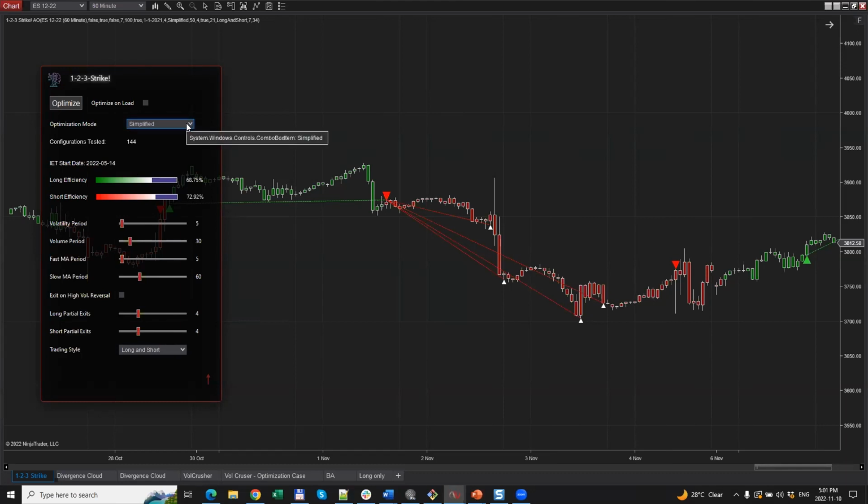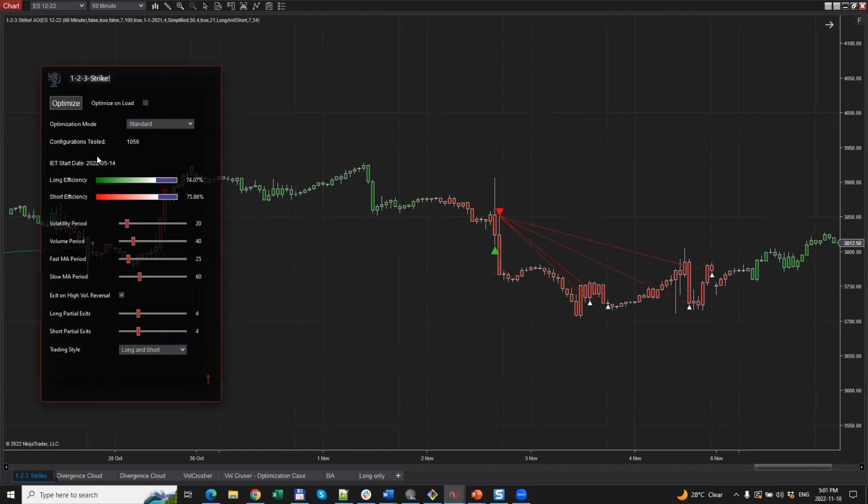So let me perhaps choose standard. We had 144 tests. Now with standard, I click on it. It will now take a little bit longer because the indicator again will internally calculate. Oh, I have to click optimize too, of course. So the indicator will now internally calculate all these different combinations to come up with the one that gives us the best odds, historically speaking.